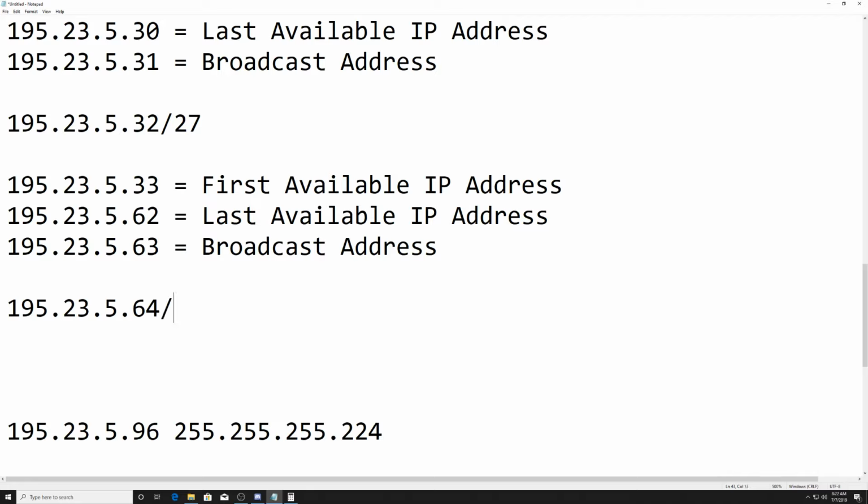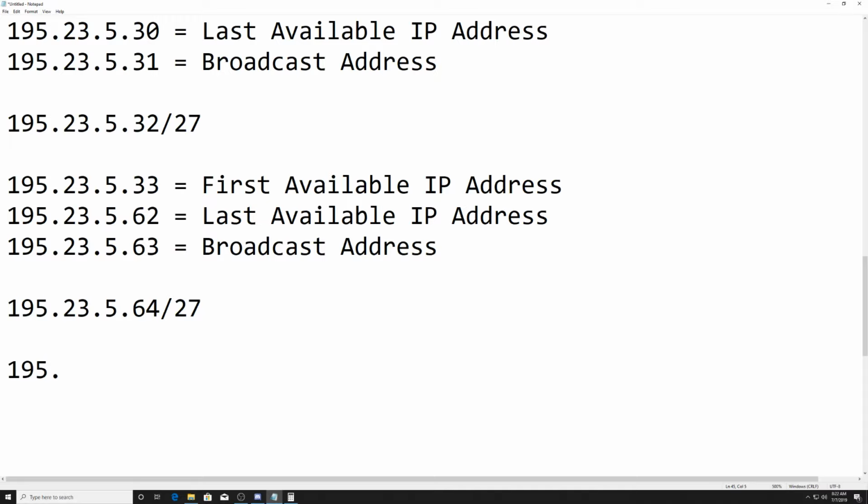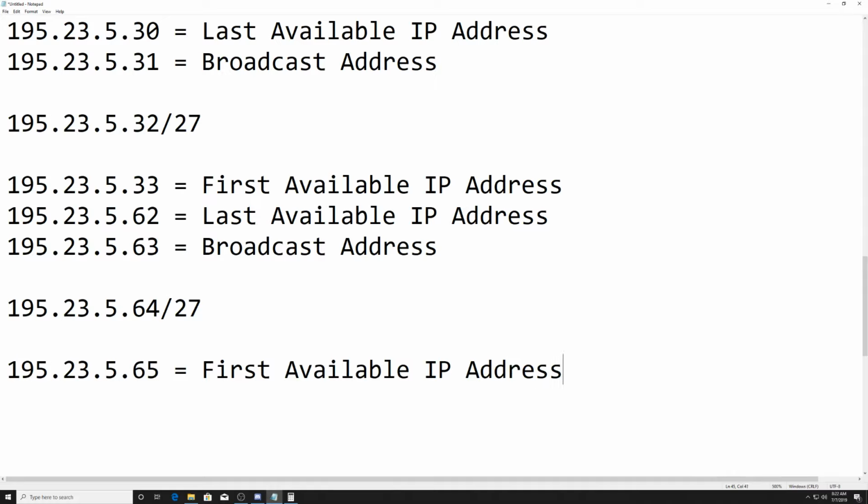64 is the next network. 195.23.5.65 is the first address you can use. But y'all see how it's still gonna work in harmony with one another regardless. So you'll see for yourself.